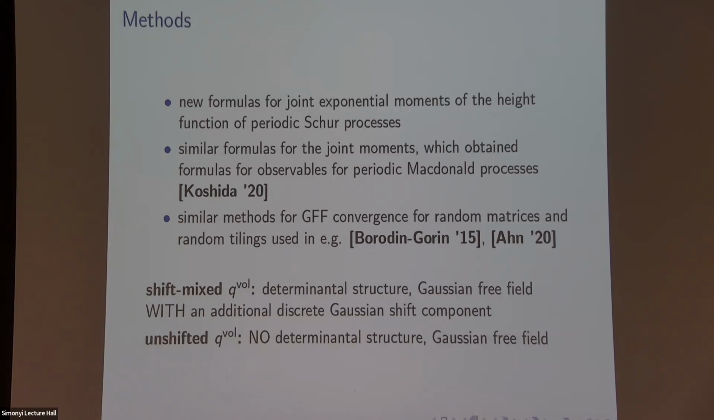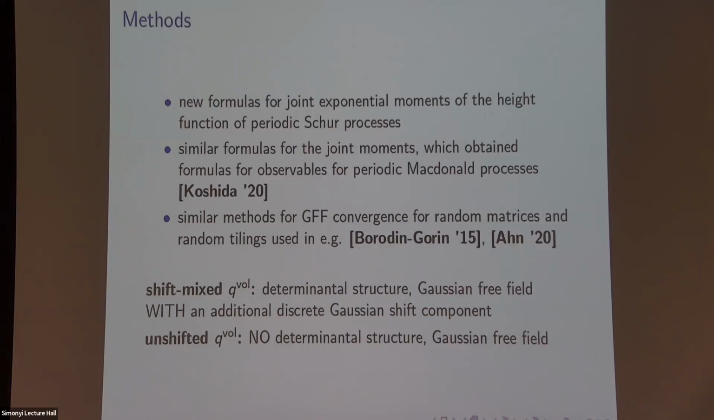Let me emphasize what is hard in these two models, and why we need both of them. We used the determinantal structure of the shift-mixed q to the volume case to get all these formulas. Then, using this determinantal structure and these formulas, we deduce formulas for the unshifted q to the volume case and show the convergence to the Gaussian free field there. As soon as we do this, we go back to the shifted case and get the result that the fluctuations converge to the Gaussian free field with an additional discrete Gaussian shift component.